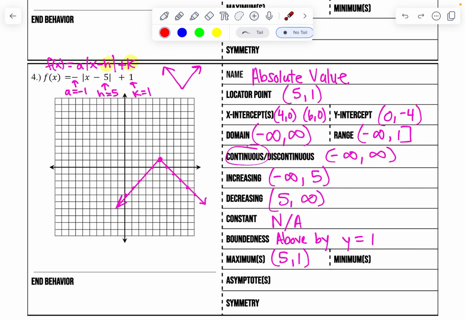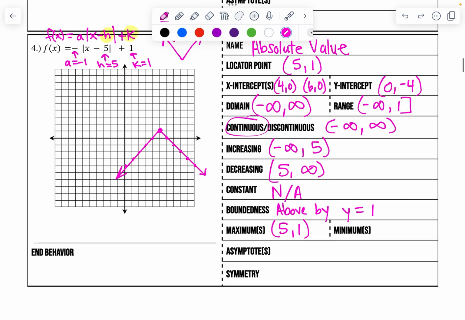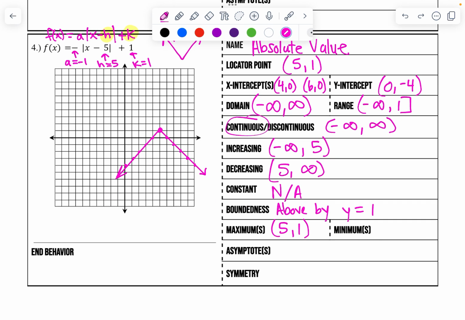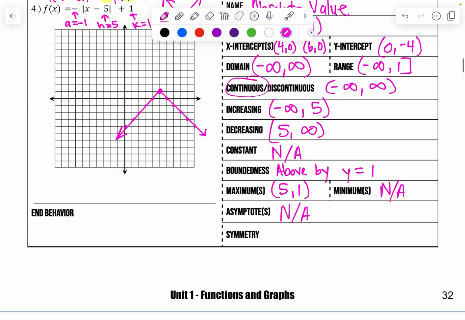Thank you. So bounded means, can we draw a horizontal line below the function or above the function that it would never cross? We can above this function. We can't below, because these downward arrows mean it continues downward forever. So it's only bounded above. It does not have a minimum since it continues on forever down to negative infinity. It does not have any asymptotes. It's continuous from left to right. No, it doesn't level out to anything.